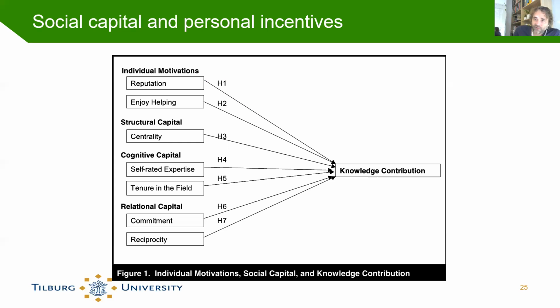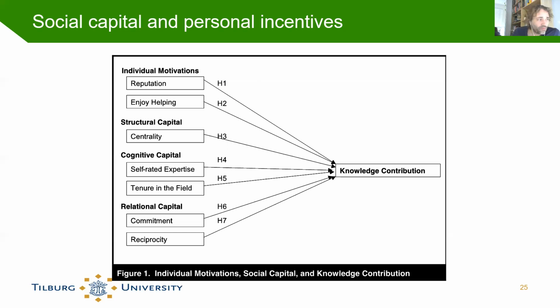So we start with structural capital. Structural capital basically is the people you know. It's your network, your connections. So basically, all my colleagues I know at Tilburg University, the colleagues I know at other universities, etc. That is my structural social capital. So simply the list of people in my LinkedIn network is my structural social capital professionally.